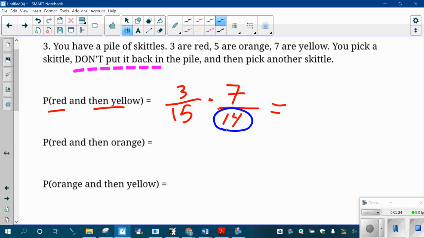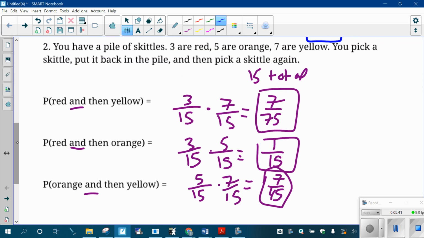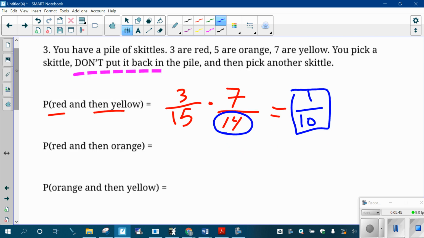All right, set that in our calculator. 3 divided by 15 times 7 divided by 14. 1/10. Notice that is a different answer than we got in 2 for the same question, red and then yellow. In 2, we got 7 out of 75. Here we got 1/10. Those are actually close to each other if typing in the decimals, but they are different.